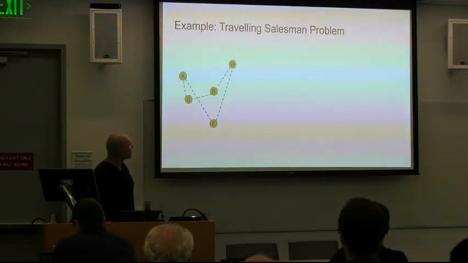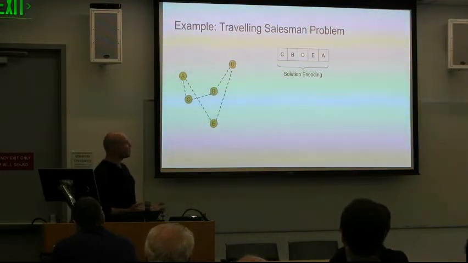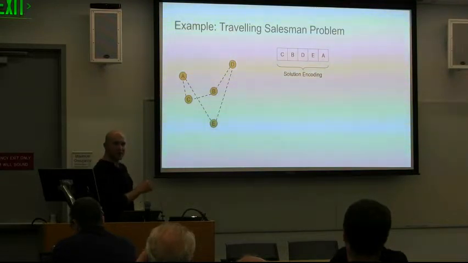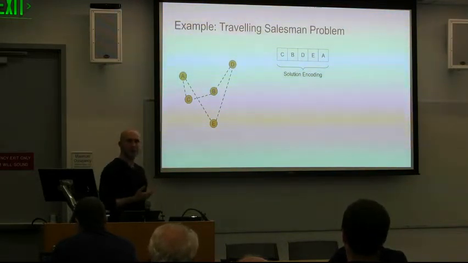So let's say we have this route. A natural and simple, although not the only way, to encode a solution is to simply list all the cities in the order they appear in the route. Right? So C, B, D, A, and it wraps around. Does it make sense so far?